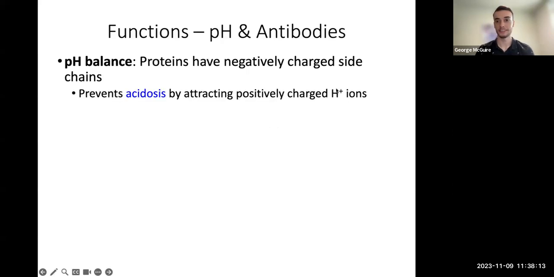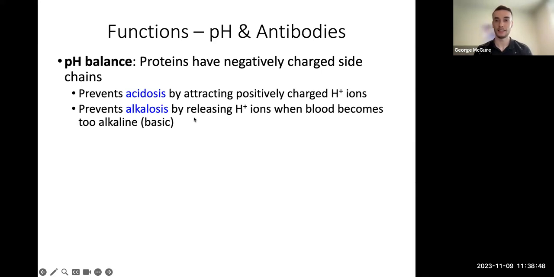Okay. Proteins also contribute to the pH balance of the environments that they're in. So most proteins are negatively charged and have a lot of negatively charged side chains. And so they can interact with free hydrogen ions, which would reduce the acidity of an environment. So they can help prevent acidosis, which is the buildup of acid in the blood and in the gut, by attracting these positively charged hydrogen ions and thus increasing the pH, making it more basic, keeping it from getting too acidic. And in the same way, it can function in the opposite direction by releasing free hydrogen ions whenever the blood becomes too basic or alkaline.